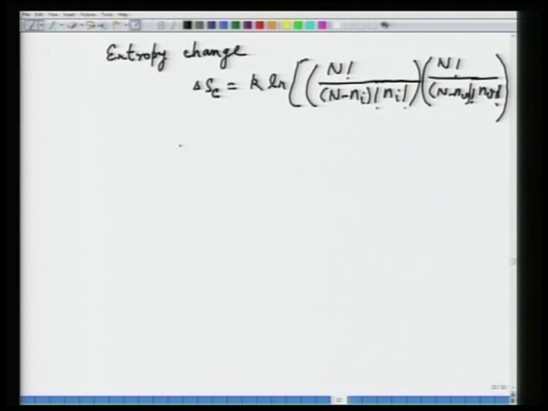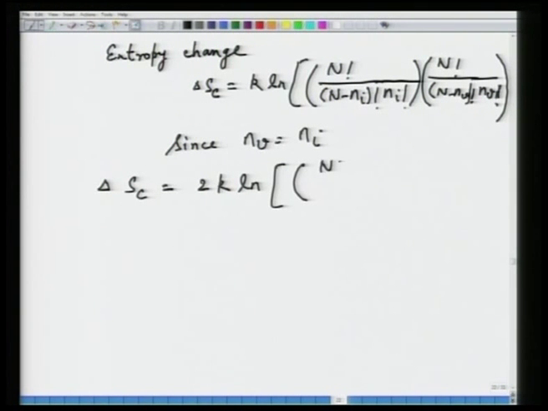Now, since we know that n_V is equal to n_I, we can write this as 2k ln of N factorial divided by (N minus n) factorial into n factorial.